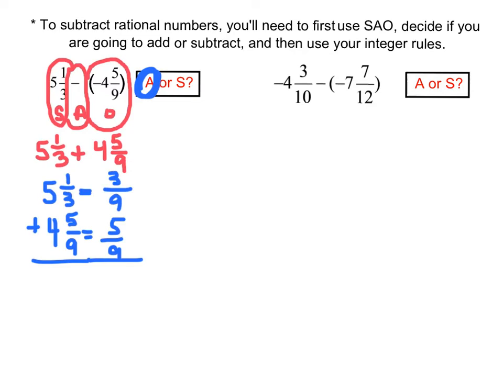All right, so once I have my common denominator here, I'm going to go ahead and add. I get 8/9, and then 5 plus 4 is 9. So 9 8/9. Again, we are adding a positive plus a positive, so that means my answer is positive 9 8/9.